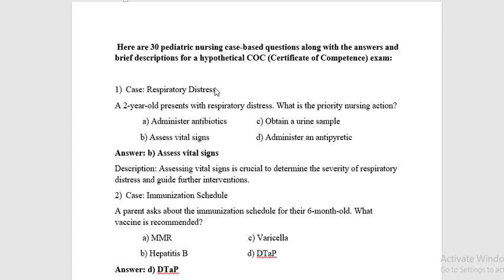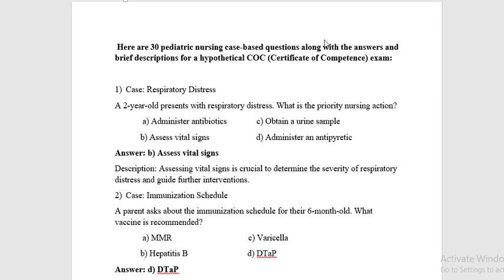Question number 1. Case: respiratory distress. A 2-year-old presents with respiratory distress. What is the priority nursing action?